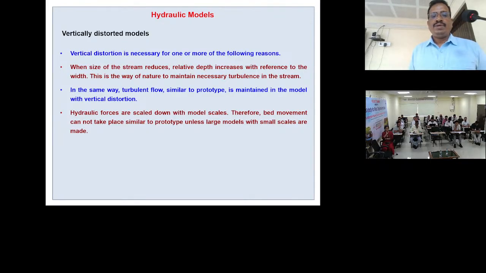In the same way, turbulent flow similar to prototype is maintained in the model with vertical distortion. Turbulent flow is also maintained by vertical distortion. If you take the same scale, geometrically similar, then the width is more and the depth is less, so we can't maintain the turbulence in flow. So due to that, we have to go for distorted models. Hydraulic forces are scaled down with the model scales. Therefore, bed movement cannot take place similar to prototype unless large models with small scales are made.